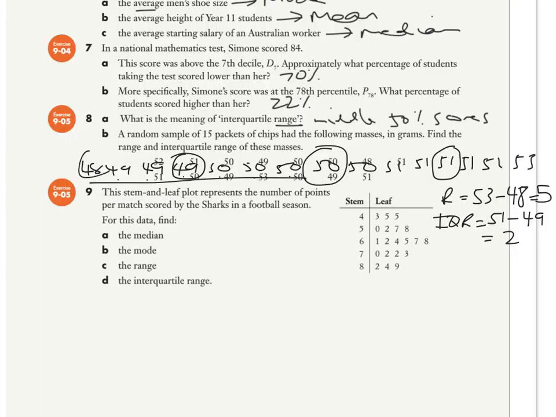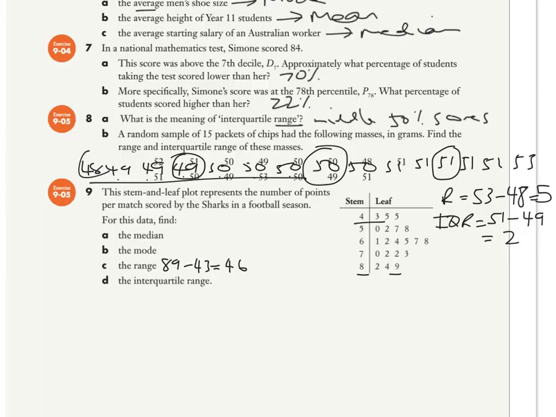Okay, the stem and leaf. Alright, so we can see that the lowest score is 43, the highest score is 89. So the range is 89 minus 43, which is 46.